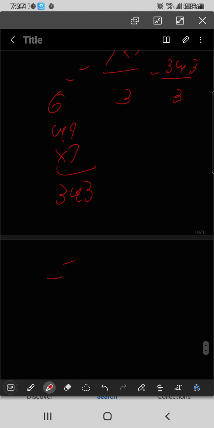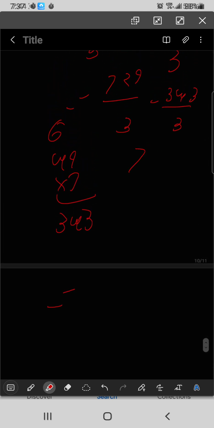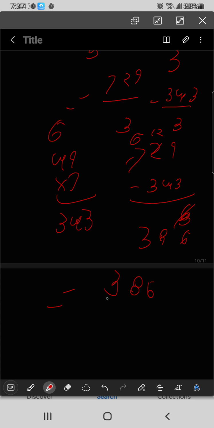Okay, now let's write our final answer here, but we need to subtract these two. So 729 minus 343. So 9 minus 3 is 6. 12 minus 4 is 8. And we have 6 minus 3, which is going to be 3. So we have 386 divided by 3.